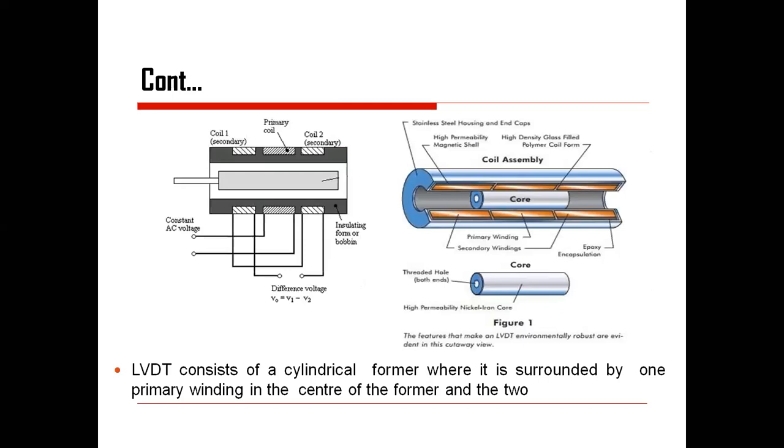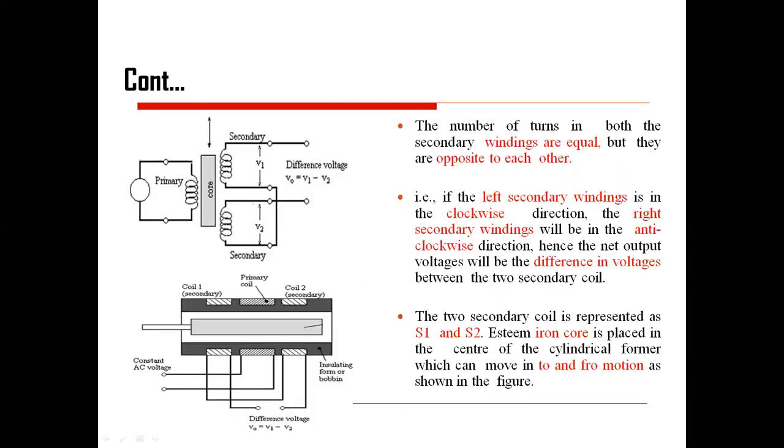The actual structure is shown on the right hand side. See here, this is the primary core which is moving. If your core is moving to this side, suppose this is the position of the core, and at this particular place it has been moved towards the upward side. If I consider this one as the secondary, my core will be between these two parts, primary and secondary.